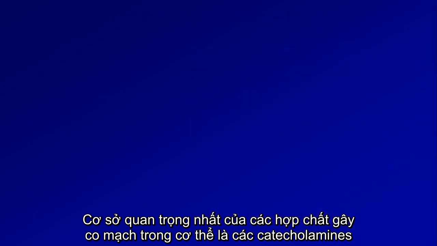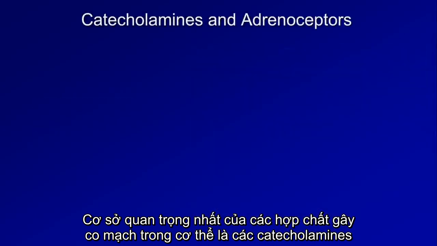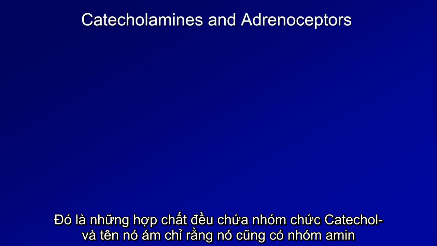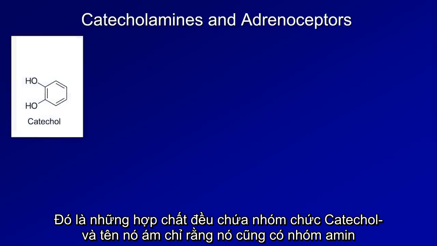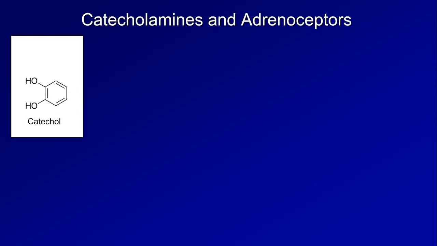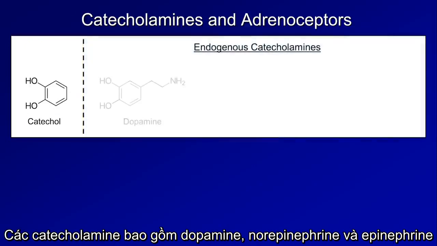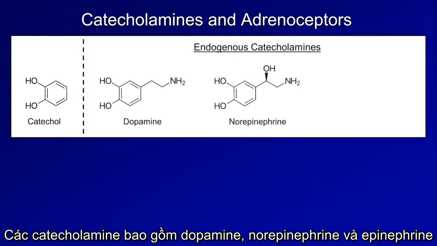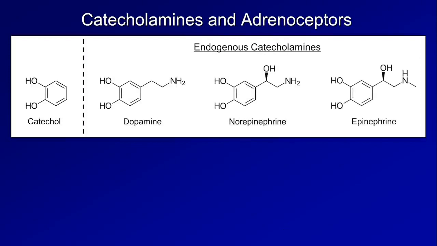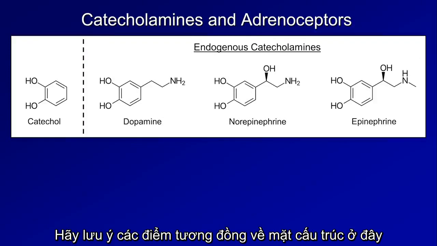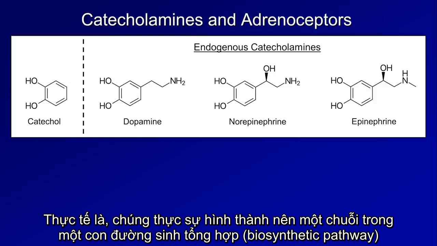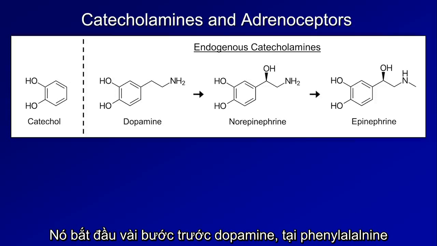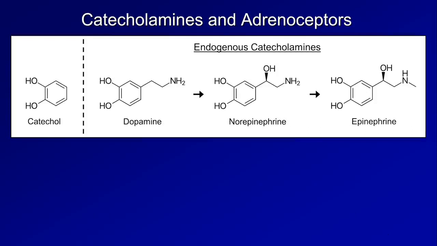The most important vasoconstricting compounds in the body are catecholamines. These are compounds which all contain the catechol functional group, and as its name implies, an amine group as well. Endogenous catecholamines include dopamine, norepinephrine, and epinephrine. Note the strong structural similarities here, and in fact, they actually form a chain in a biosynthetic pathway that begins several steps before dopamine at the amino acid phenylalanine.